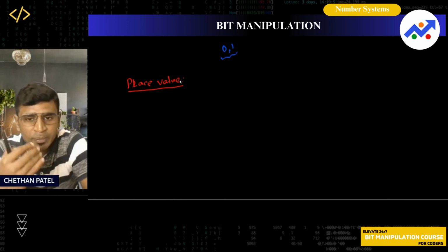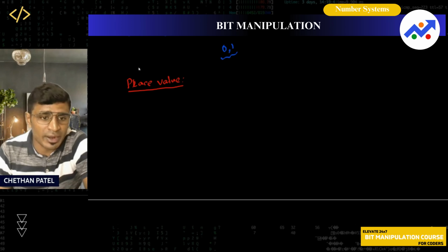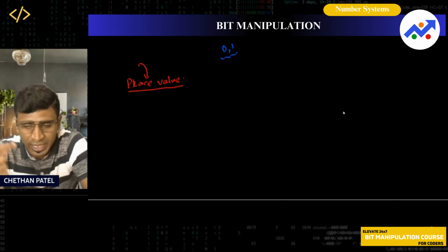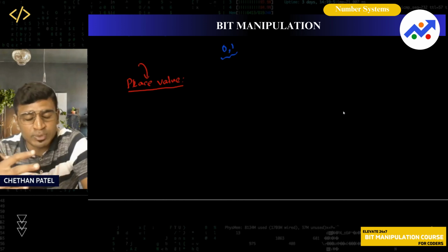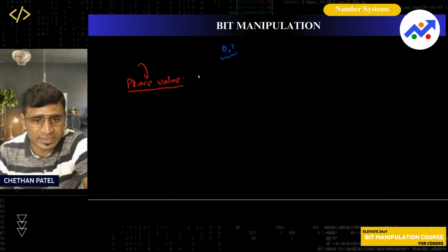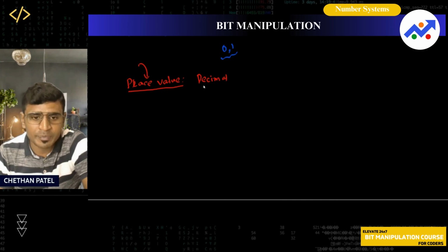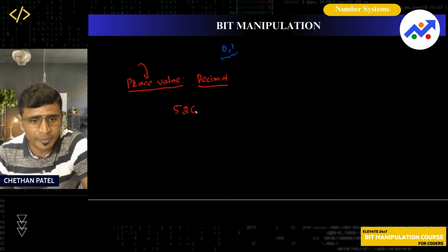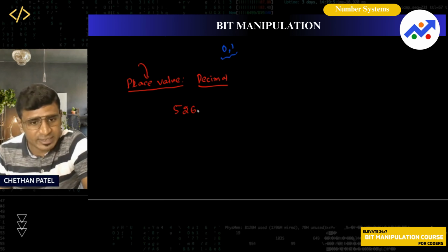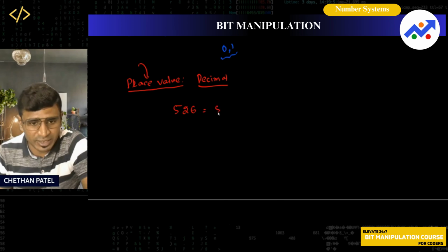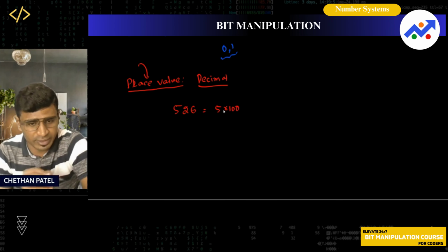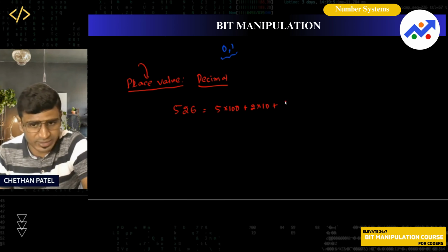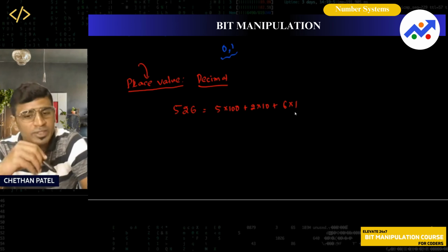The whole concept of different number systems relies on this concept, place value. In our daily life, we most commonly use the decimal number system. So in the decimal number system, let's say I have something like 526, and if I expand this 526, I expand it as 5 into 100, plus 2 into 10, plus 6 into 1. This is how I expand it, right?